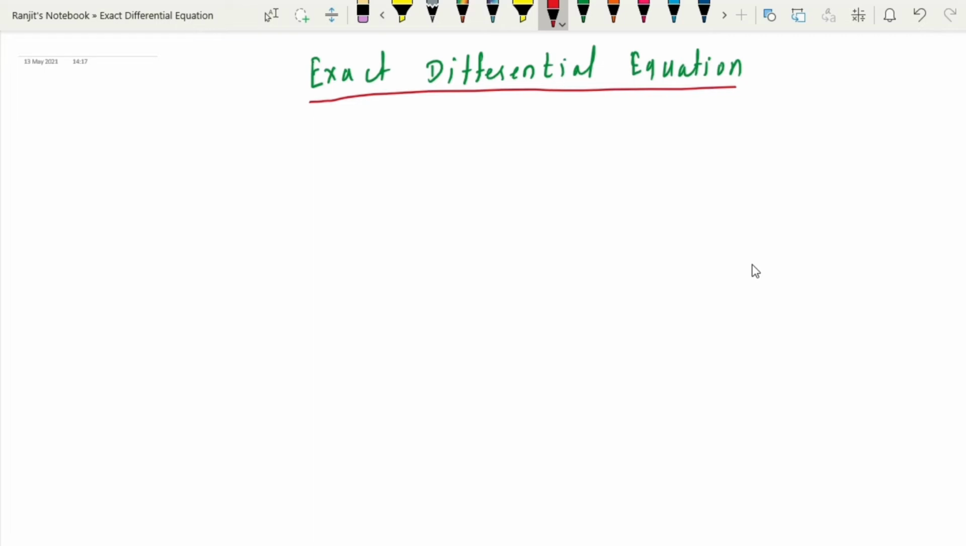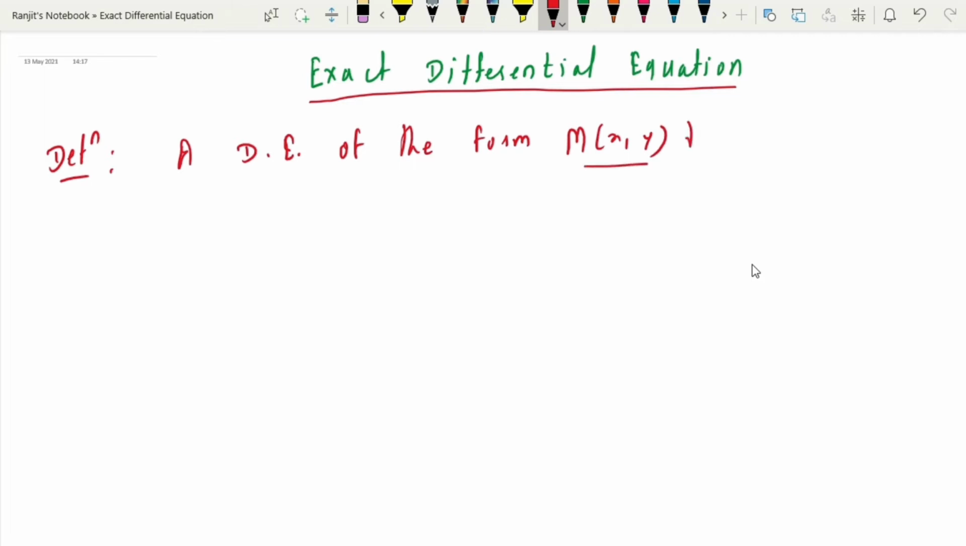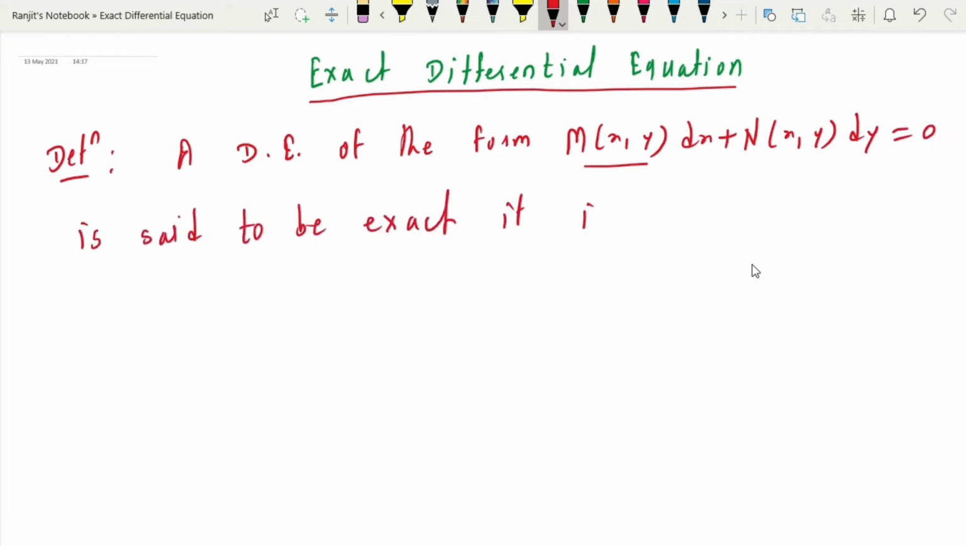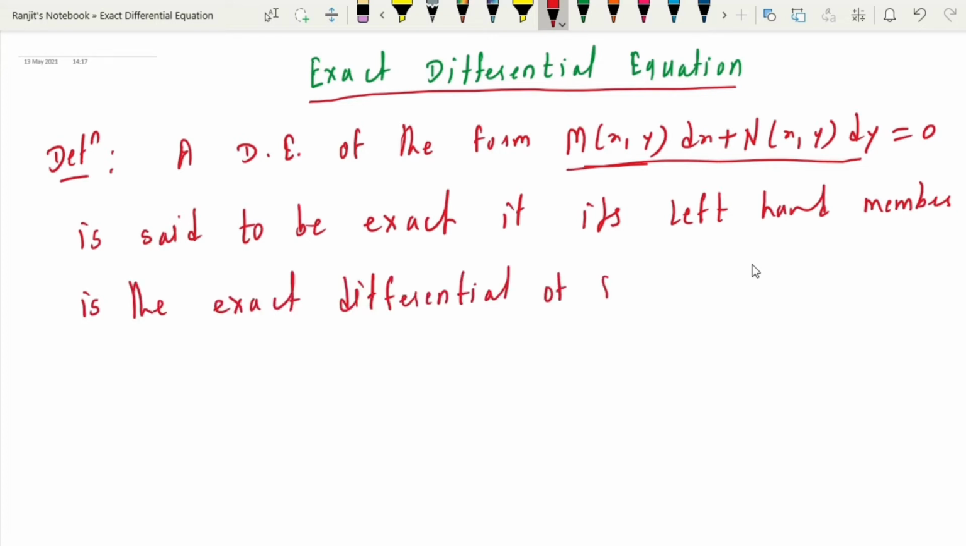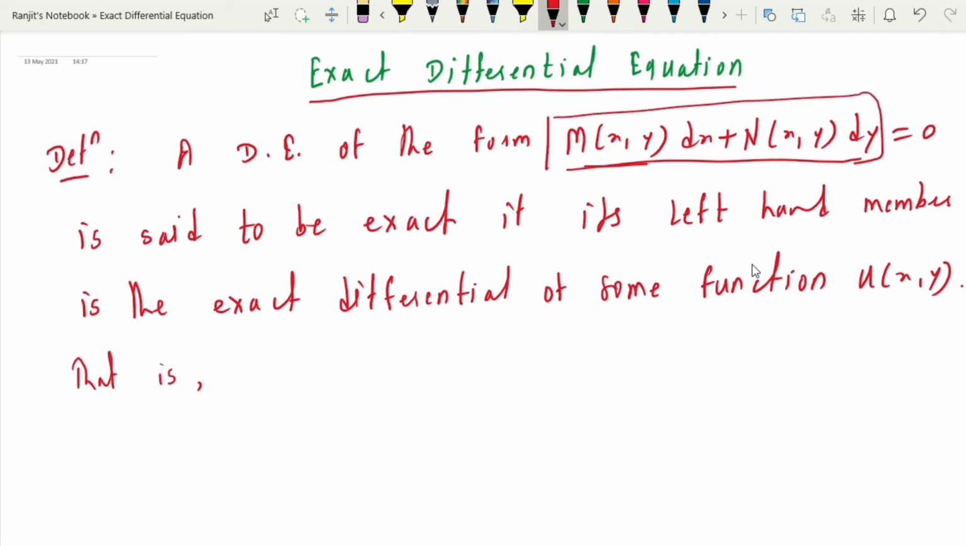Now what do you mean by exact differential equation? Its definition: a differential equation of the form M(x,y) dx plus N(x,y) dy is equal to 0, where M and N are functions of x and y, is said to be exact if its left hand member is the exact differential of some function u(x,y), that is, M dx plus N dy is equal to du, the total differential of u, the exact differential of u.